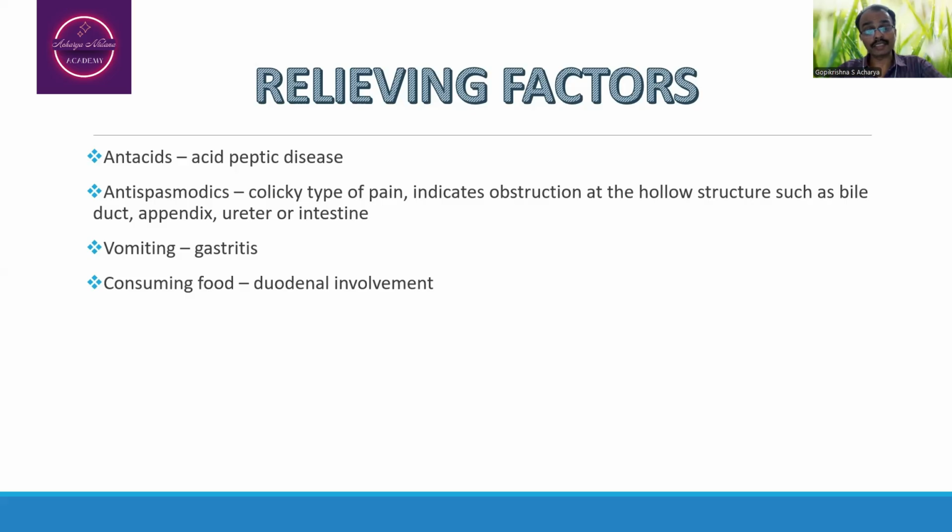And if there is relief of the pain by vomiting, that may indicate the probable site of the lesion, the cause of the disease, may be gastritis. If the person gets relief from the pain by taking food substances, that may indicate the site of the lesion may be in the duodenum. So like that, the differential diagnosis can be made based on this particular part.